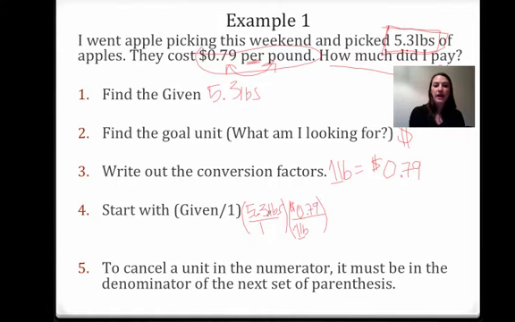So now if I look at it, I've got pounds here, so those will cancel out, and I'm left over with my unit of dollars. So if I do that calculation, I get $4.19. I rounded that up to a 9, right? And that's how much I paid. Okay? So that's one example. Make sure you have this example down. All right? We're going to do a couple more.